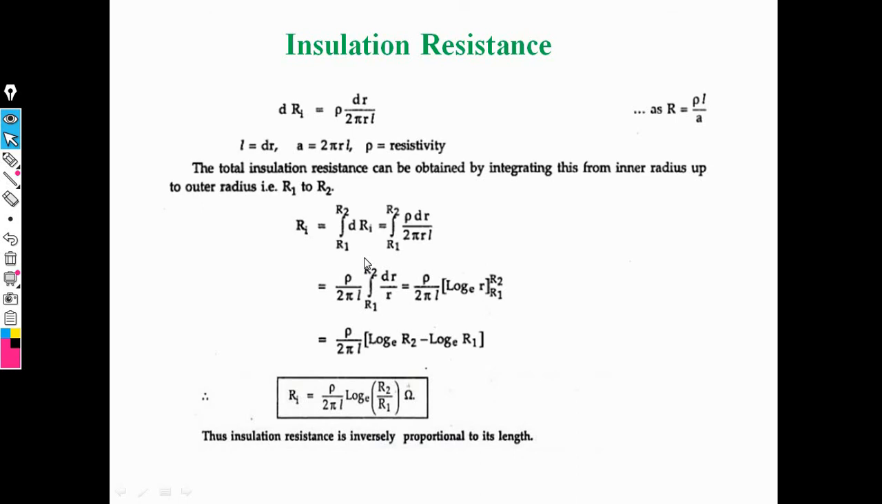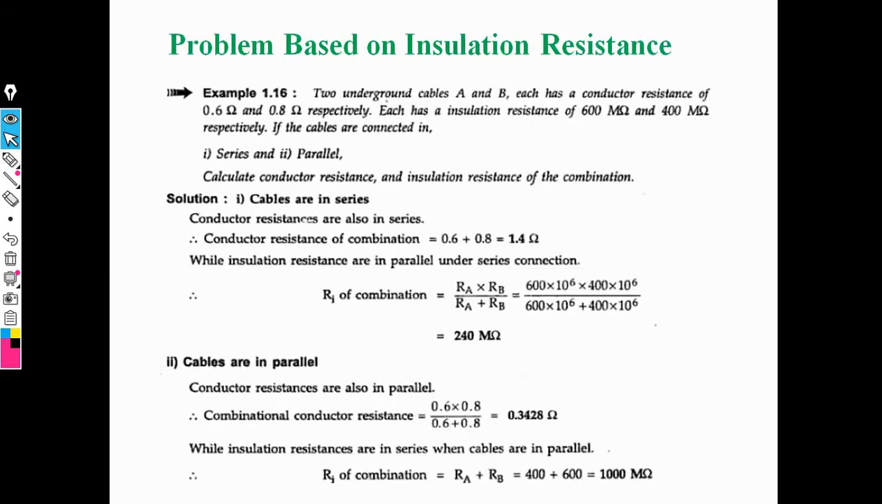Now this is the cross-sectional view, and this is the expression for insulation resistance. The formula used is R equals rho times L divided by A. This is the concept of insulation resistance, and now here is a problem based on insulation resistance.